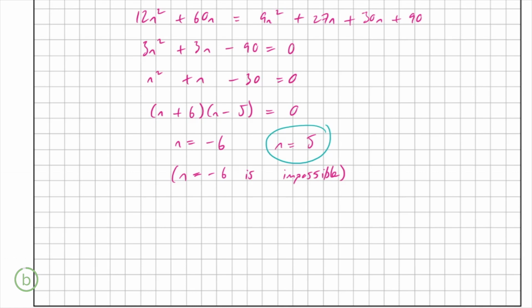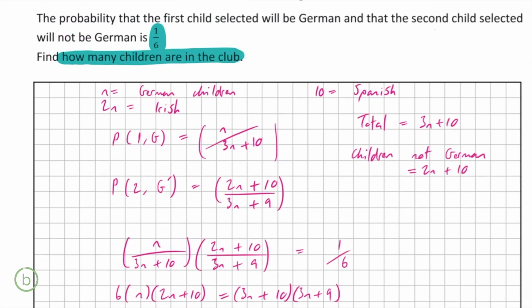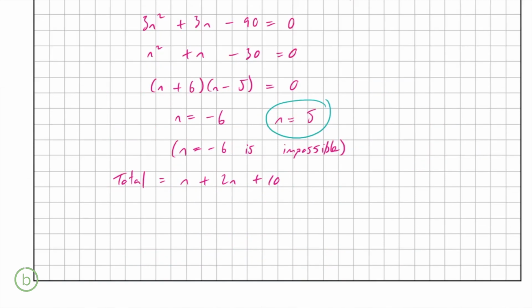And the last thing to do, because we are asked to find the total number of children in the club here rather than just the number of German children, is we're just going to have to add n, the number of German children, plus 2n, the number of Irish children, plus 10, the number of Spanish children, which is 5 plus 10 plus 10, meaning our total is equal to 25. And that is it for part B.